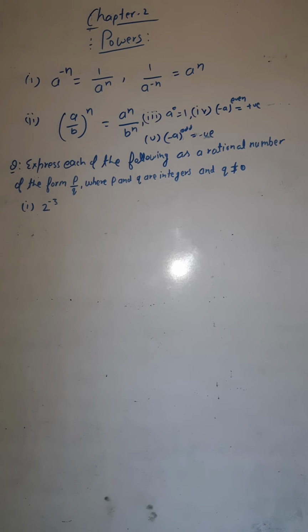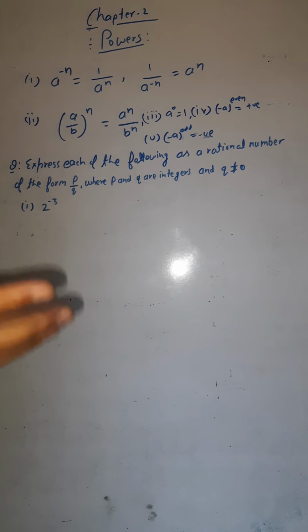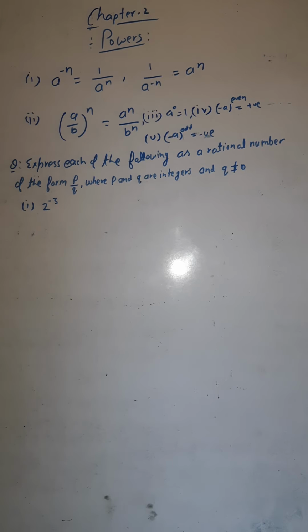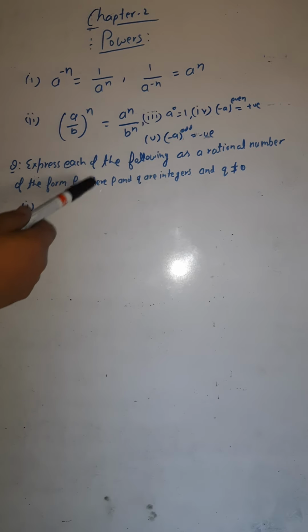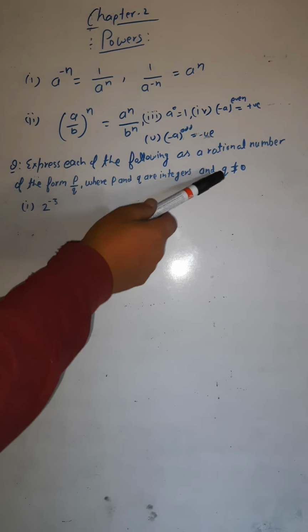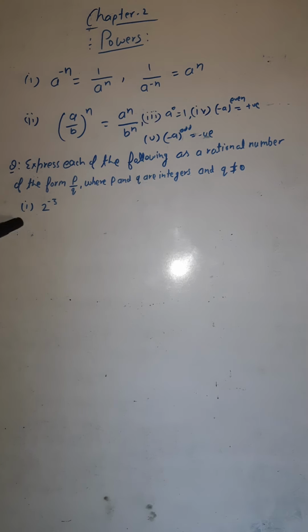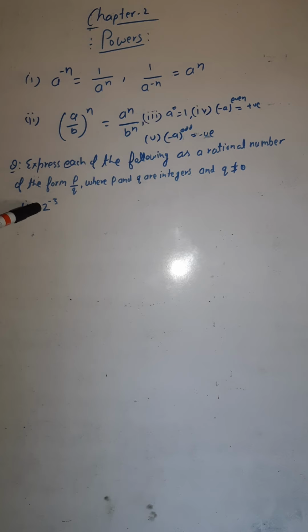So on the basis of the given formulae which you have just now written, I have a question here. That would be the first question. Express each of the following as a rational number of the form p by q, where p and q are integers and q is not equal to 0. Here it is 2 raised to the power minus 3. Which formula would you be using here? I think the first one.